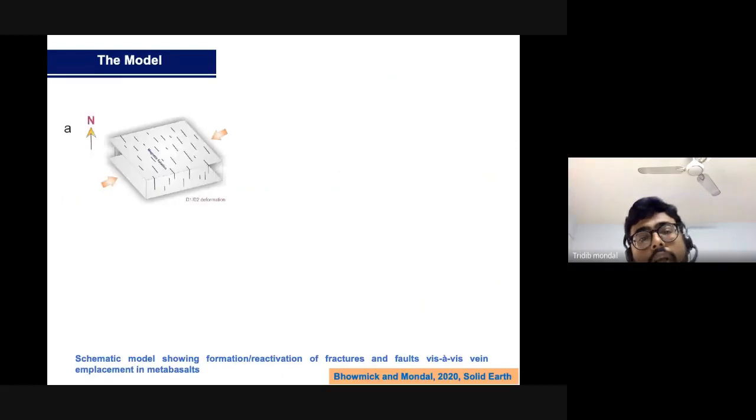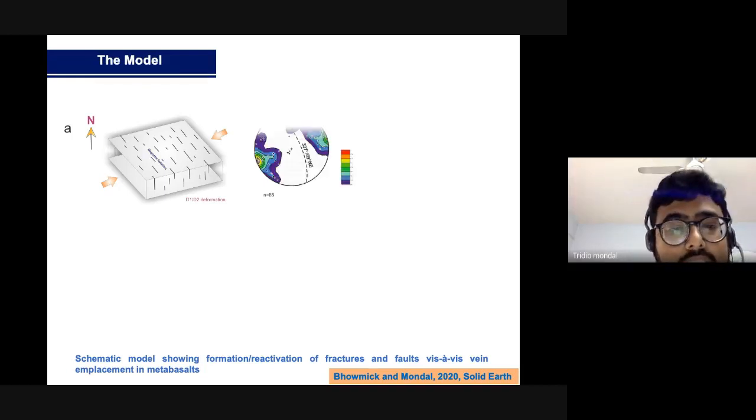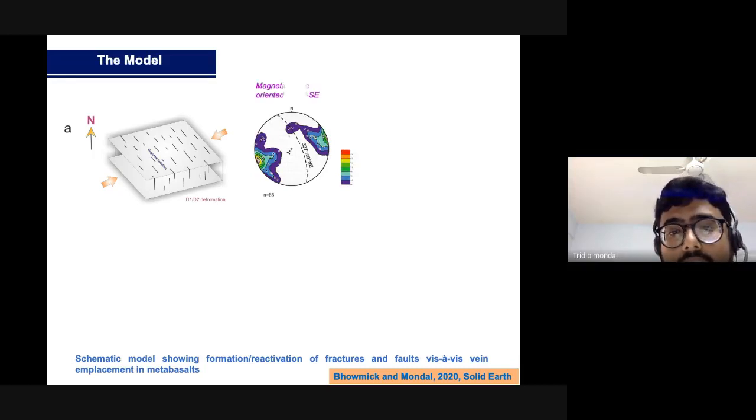So coming to the model here, it is interpreted that during D1, D2 deformations, the northwest-southeast oriented magnetic foliation developed on account of northeast-southwest directed compressions, and this is the main magnetic foliation.